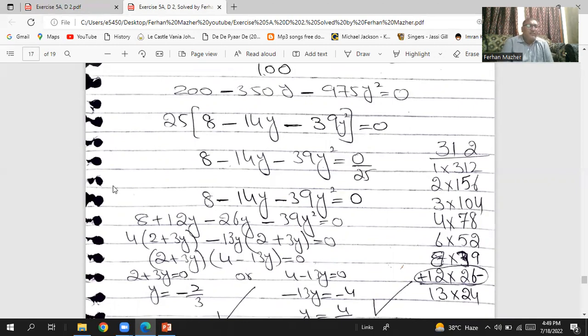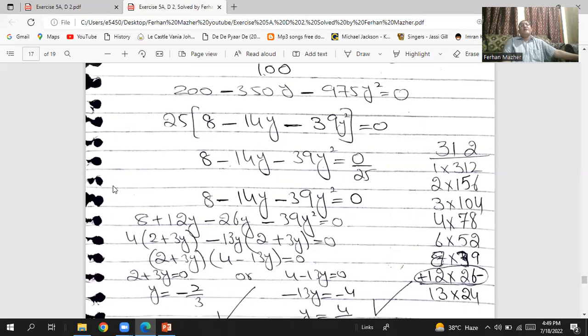Multiply the extreme terms, you get 312. Write the pairs, the factors of 312. The factors of 312 are 1 into 312, 2 into 156, 3 into 104, 4 into 78, 6 into 52, 8 into 39, 12 into 26, and 13 into 24. I'm looking for that pair which by subtraction will give me 14. So 12 and 26, if you subtract them, you get 14.